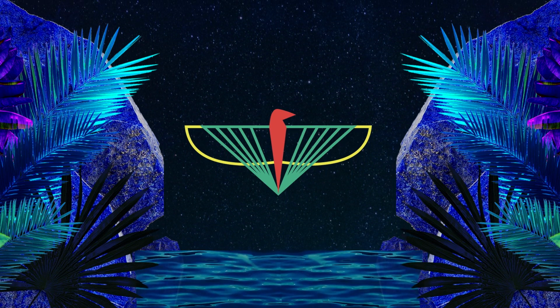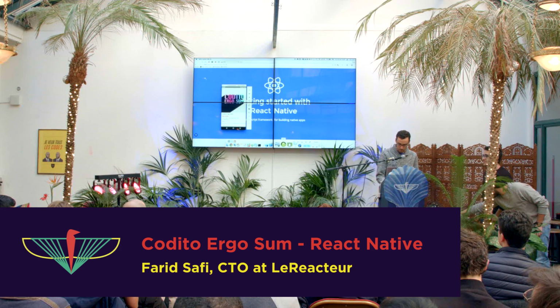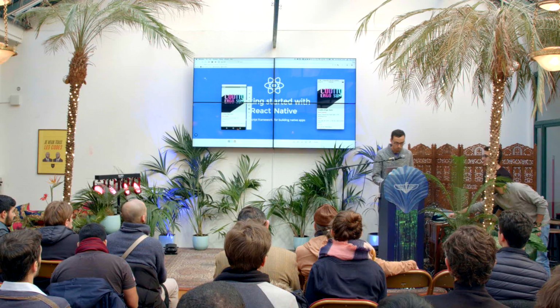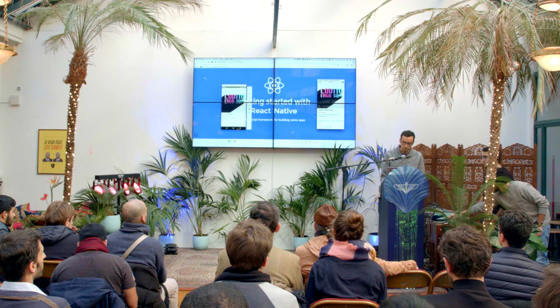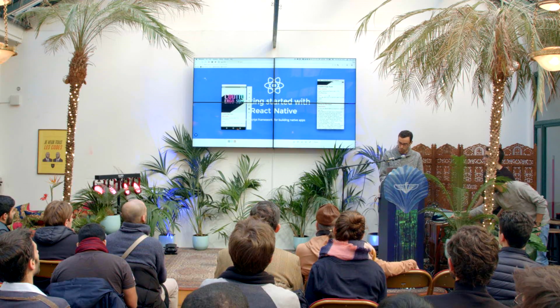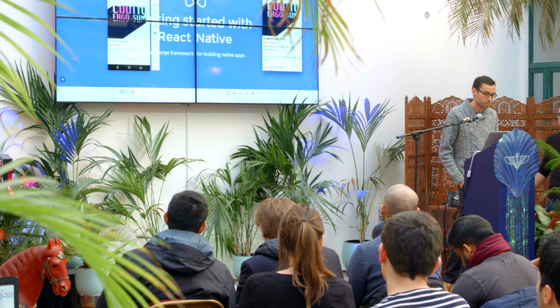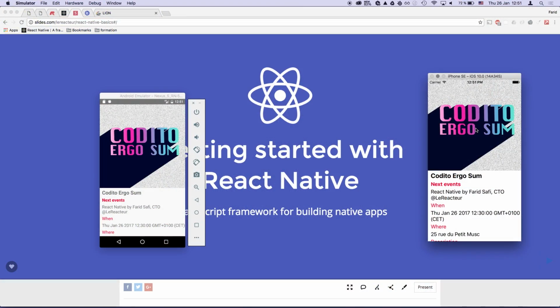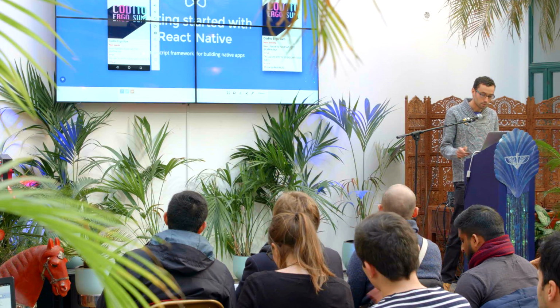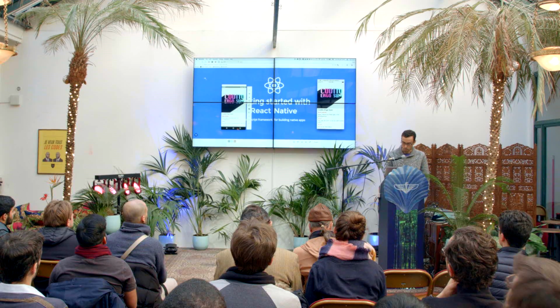Hello everybody. Today we're gonna play with React Native. What I suggest is to develop a very simple app, this one, which is just a simple page with information about the next events of Codito Ergo Sum. So I guess you went to the website meetup.com to register. What we'll do now is to retrieve the information about the events using the API of Meetup and display it using React Native on both Android on the left and iOS on the right.